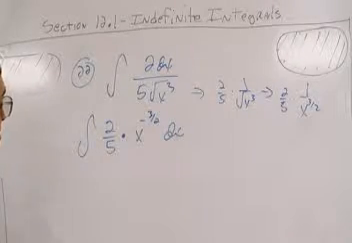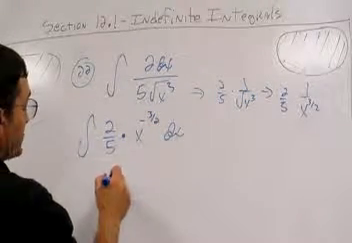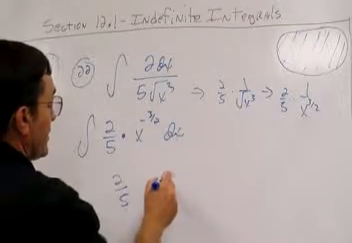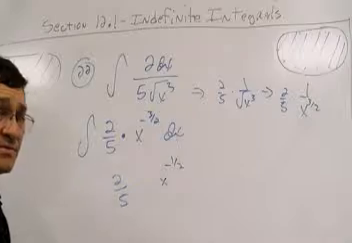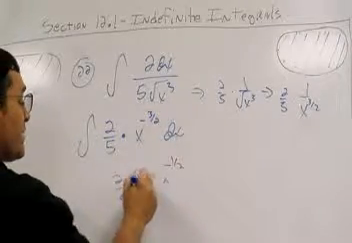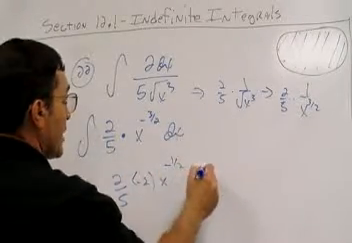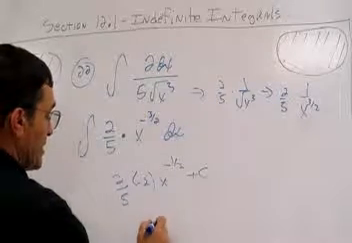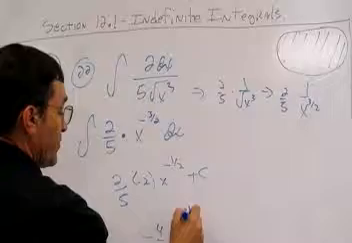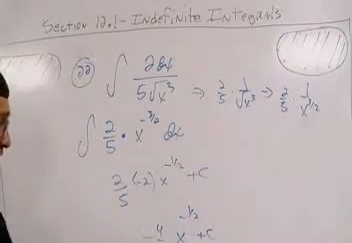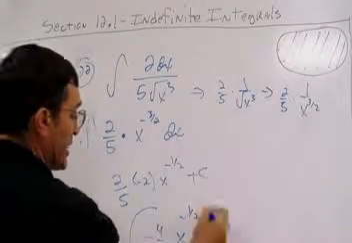To take the antiderivative of this, factor your 2/5 out front. Add 1 to the negative 3/2, that would be negative 1/2. The reciprocal of negative 1/2 is negative 2, plus c, and that would be negative 4/5 x to the negative 1/2 plus c. Now I'd be tickled to see your final answer written like that.